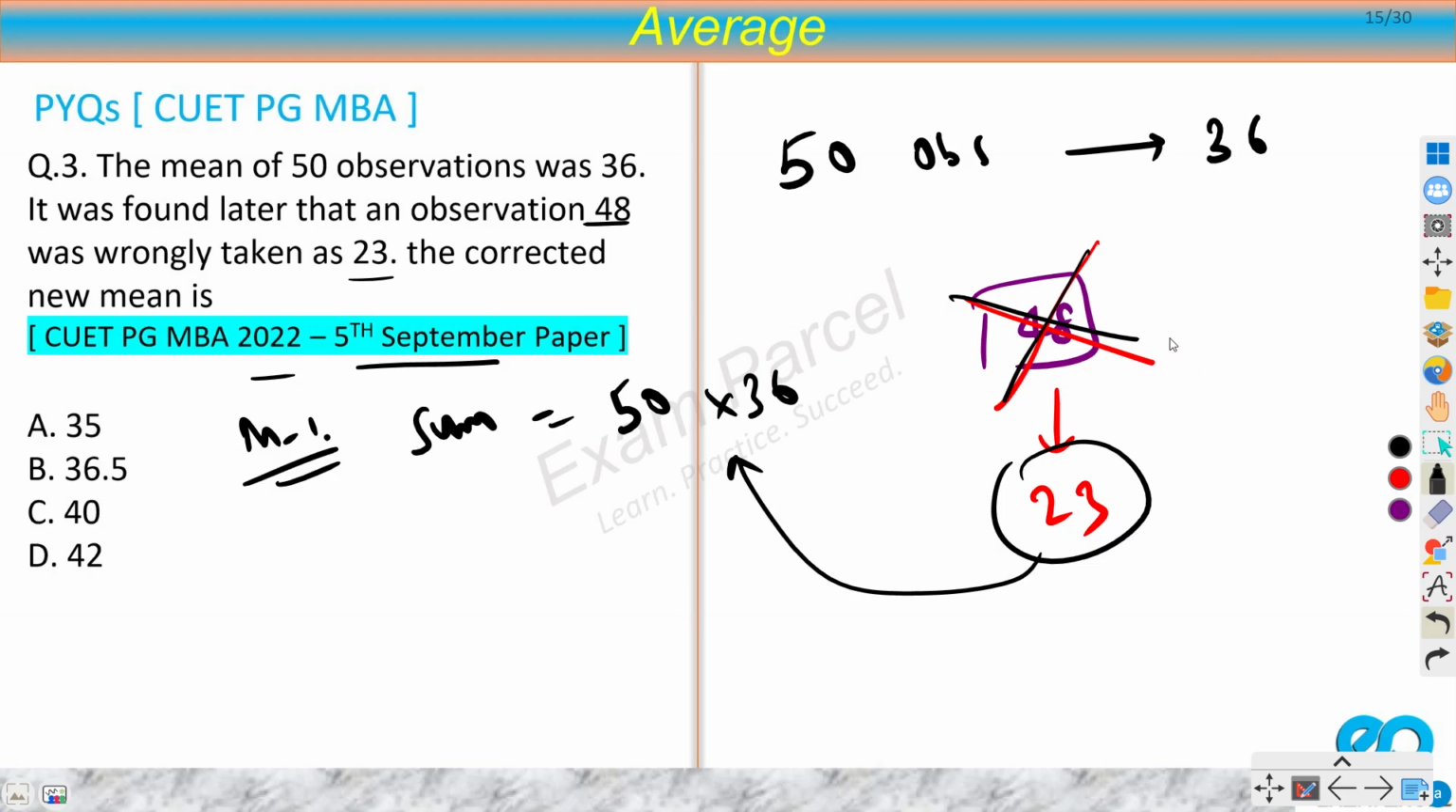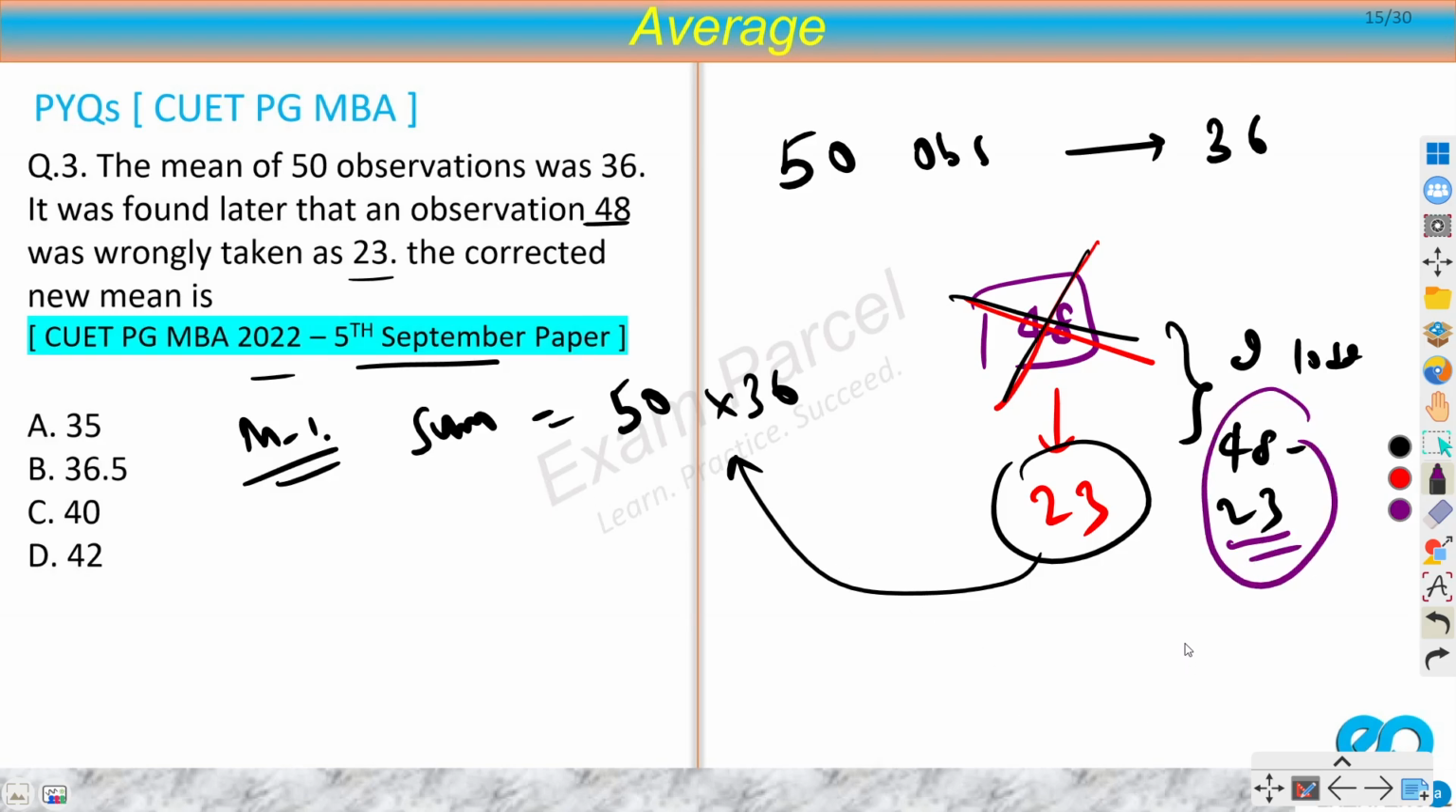So can I say that I lost 48 minus 23 because I took the lesser value, right? So I lost this much value in the sum. So 48 minus 23 is 25. So can I say that my new sum is 50 into 36, and I will add 25, right? Because I was taking 25 less. Again no need to calculate this. You can simply say that this is my sum: 50 into 36 plus 25.